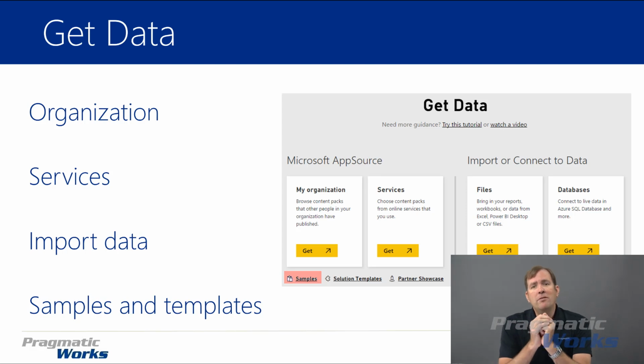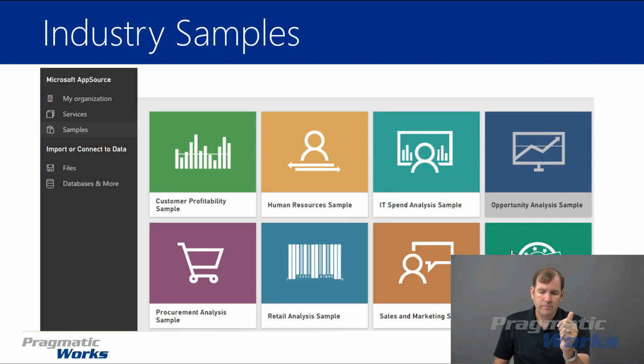There's also samples and templates in the bottom left that I've highlighted in red in this case. We'll be using those throughout this class to play with. Those samples look like this. They have industry samples from throughout the world. So you might find things like the HR example. We'll be using the customer profitability one for this class, which is the top left one. We'll also be using one to play with the human resources samples as well.